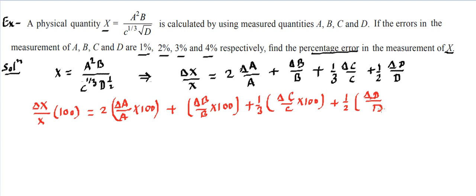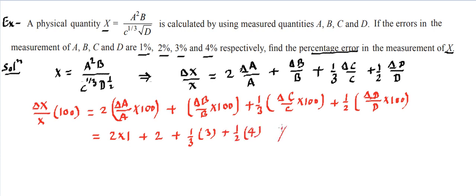Now whatever these quantities are written in brackets, they are indicating percentage error, and all these four quantities have been given to us as 1, 2, 3 and 4 respectively. So we can go ahead and say this is going to be 2 into 1% plus this is 2% plus 1 by 3 into 3%, and this is 1 by 2 into 4%. So this is in percent.